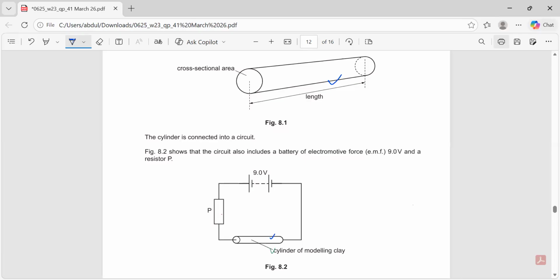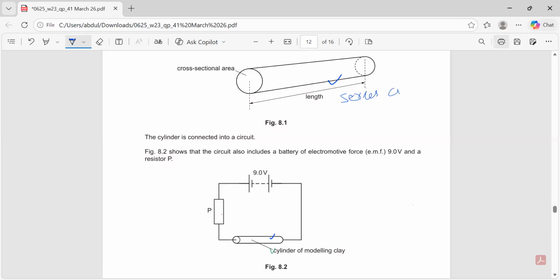There is a fixed resistor P, and then there is this cylinder of modeling clay. So I will be using capital M for modeling clay and P for the resistor, and 9 volts for the battery. But no, see, this is a series circuit. Now, my dear friends, 3 very important features of a series circuit. I'm writing here. We need to know them and revise them very well.